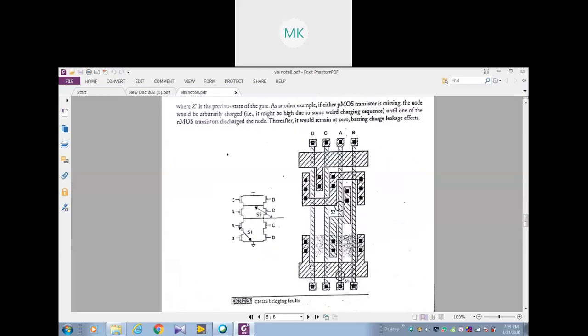Now see this layout here. If these two lines, this one and this one, are shorted, that is a short circuit fault. Here VSS is shorted with the polysilicon, that is A. A is shorted with ground. Now this is the example for a short circuit fault.